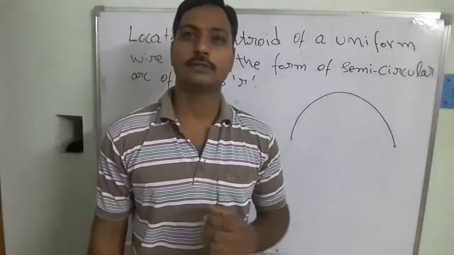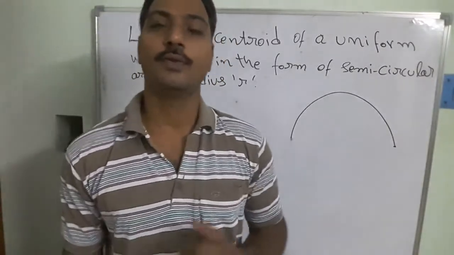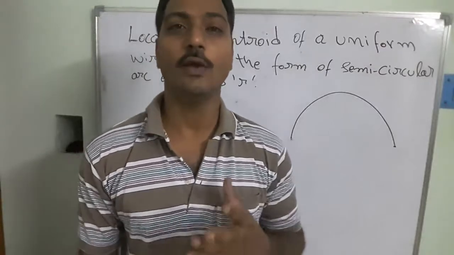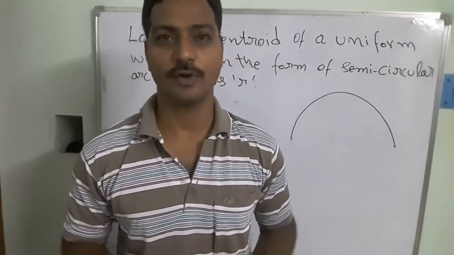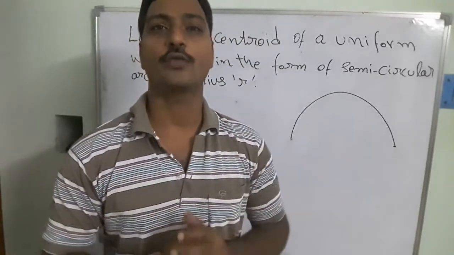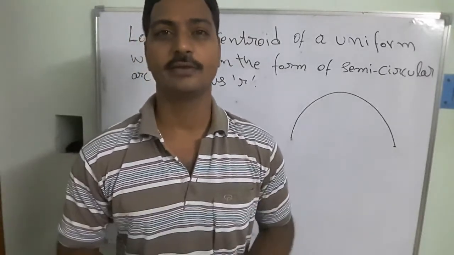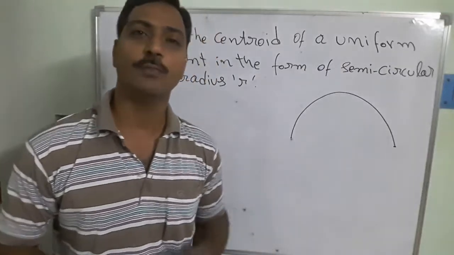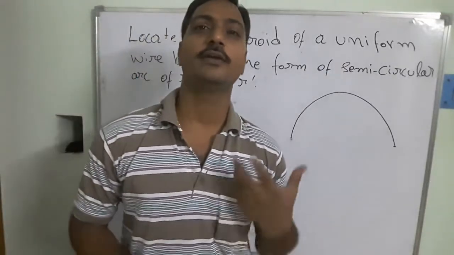Hello there. So in this video session, we are trying to find out the centroid for a wire which is going to be bent in a circular form. In the previous video sessions, we have seen the wire bent in a curved shape or in the straight line. Because the centroid finding is one of the important aspects for the design of any component.